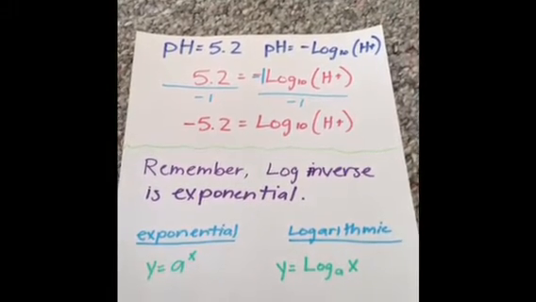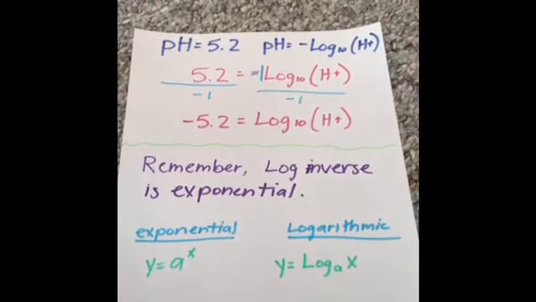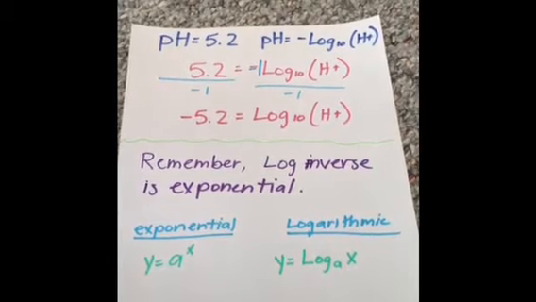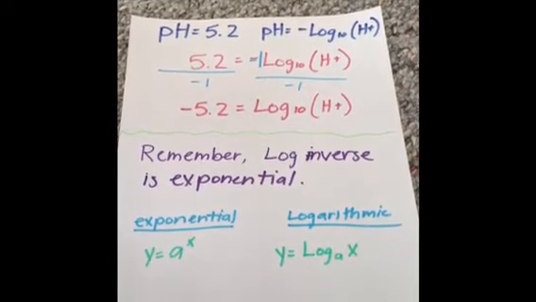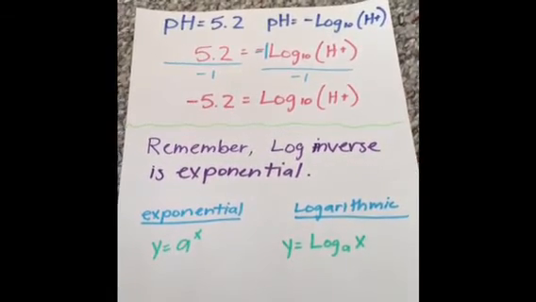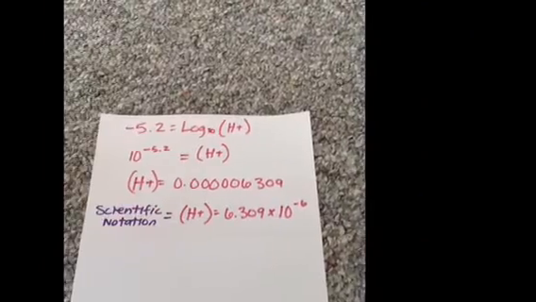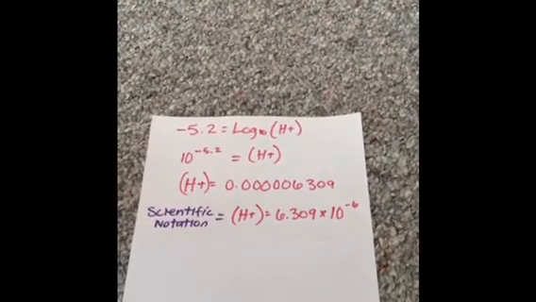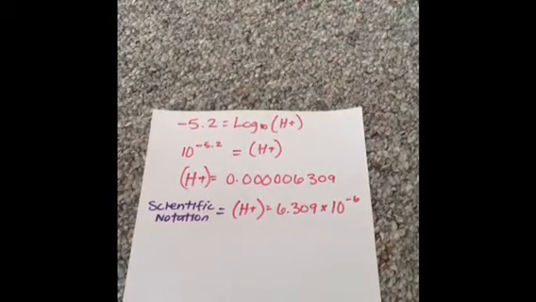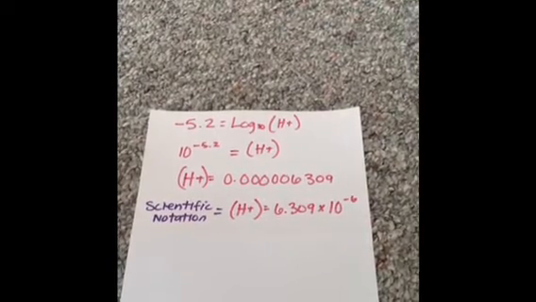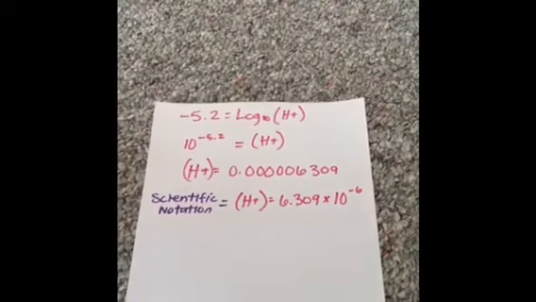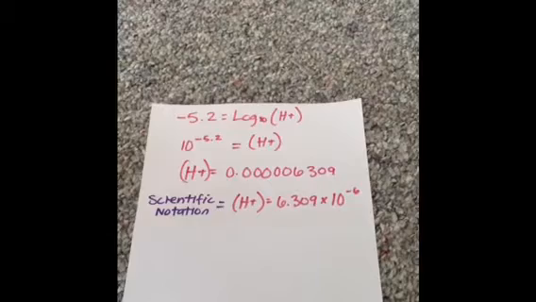We must get log by itself, so we divide by negative 1 on both sides. You get negative 5.2 equals log base 10 of H positive. Remember, the inverse of a logarithmic function is an exponential function. Now, we must convert the logarithmic equation negative 5.2 equals log base 10 of H positive into an exponential equation. This ends up being 10 raised to the power of negative 5.2 equals H positive.